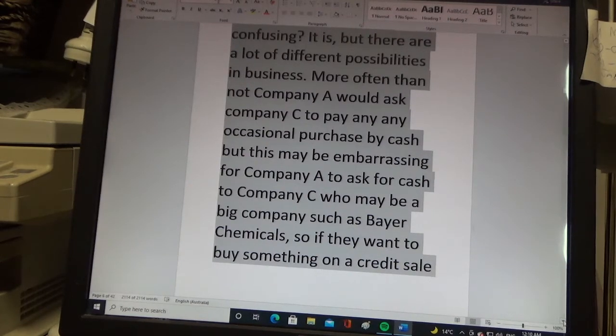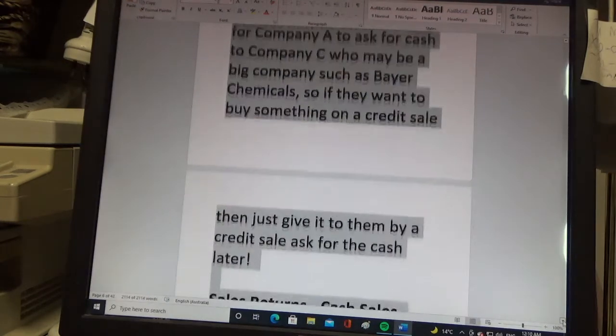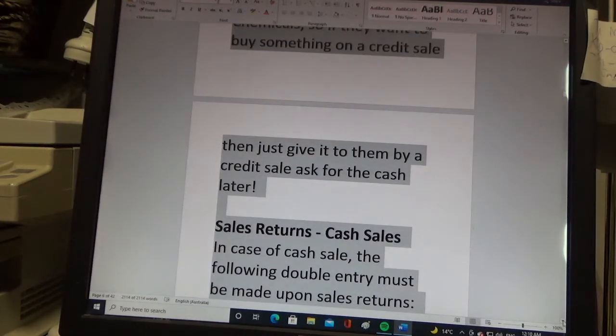So a big corporation like Bayer Chemicals, if they wanted a credit sale and you've never dealt with them before, you just give it to them, because it could cost you business later.